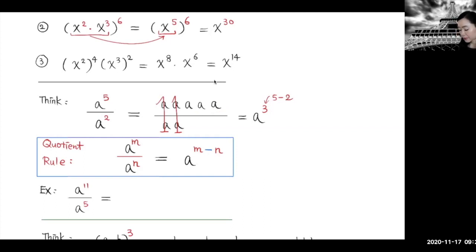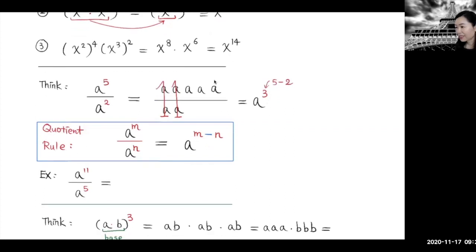In general, this goes to the quotient rule. So a to the m power divided by a to the n power is a to the m minus n power. When you divide them and they have the same base, you keep the base, and use the exponent on top and subtract the exponent down here. When you multiply, you add the 2 exponents. When you divide, you subtract.